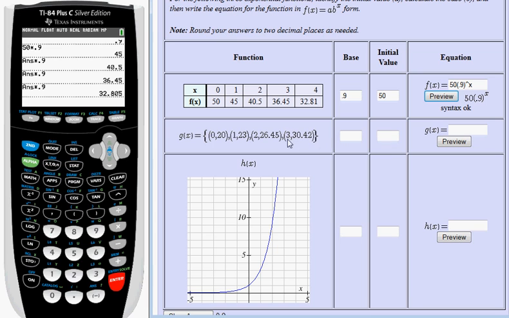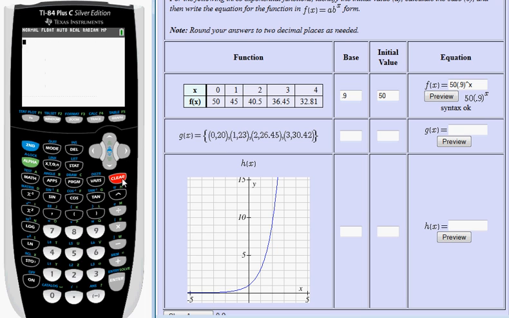Next one is basically the same process, except instead of giving it in tabular form, we're giving it as a set of data. So I'm going to clear my calculator, repeat the process, but notice this is important that my x's are going up by 1: 0, 1, 2, 3. Remember, b is the multiplier every time x goes up by 1 unit. So you'd have to be careful if these weren't going up by 1s.